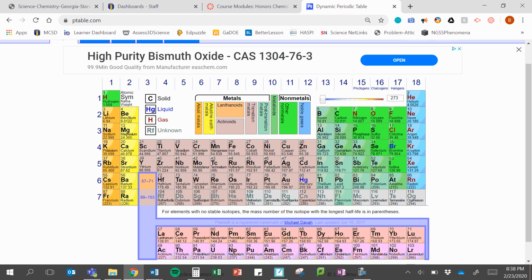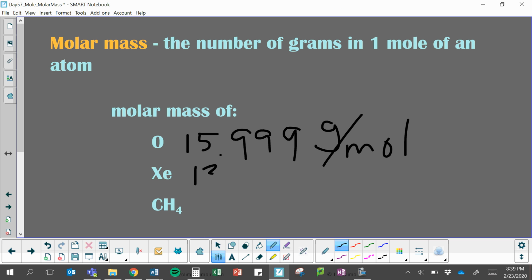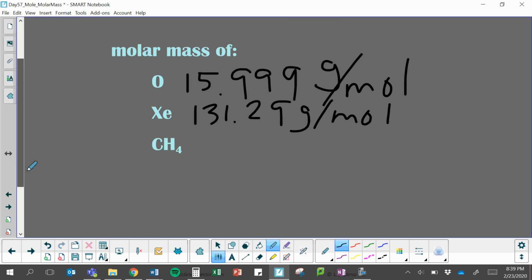Then the next example is xenon. Xenon's over here. Its mass is 131.29, again grams per mole. These are pretty straightforward. The next one is a little more tricky. We have multiple elements in one compound, so we're just going to add them all up.